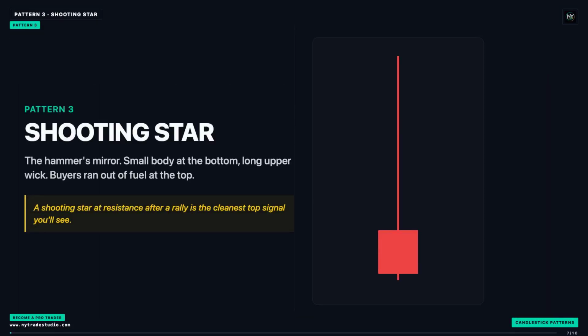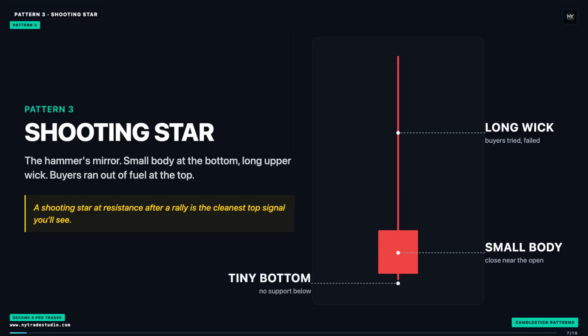The shooting star is the mirror image of the hammer. Same logic, opposite direction. The long upper wick is the signal. Buyers pushed the price way up during the session, but couldn't hold it. The small body sits at the bottom of the candle. By the close, all those gains evaporated. Tiny lower wick because sellers never gave buyers a chance to push down. The story: an uptrend made one last attempt to push higher, then ran out of steam at the top. Sellers stepped in and slammed it back down.